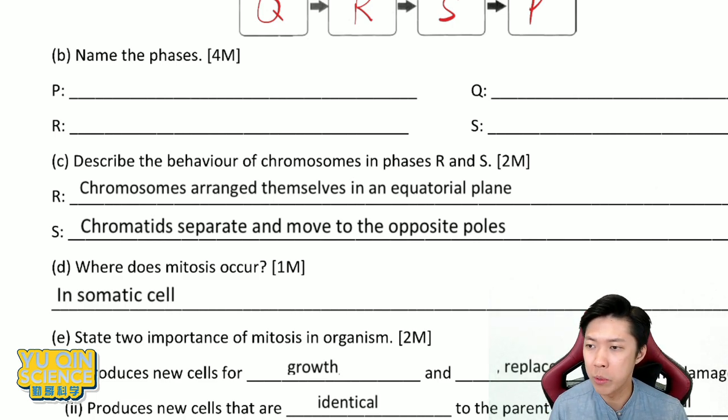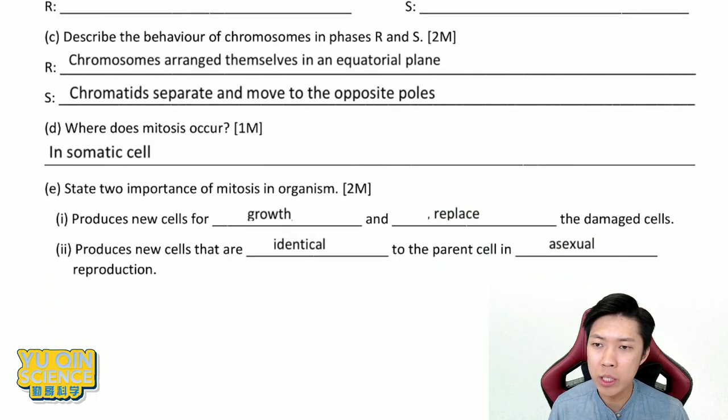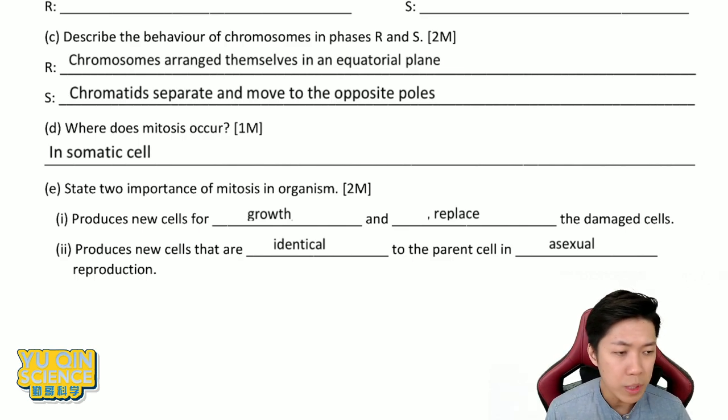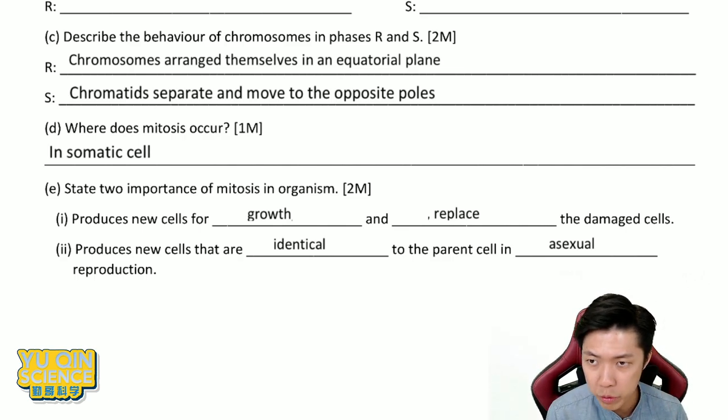Okay, cool. Next one, E. State two importance of mitosis in organisms. Like I mentioned earlier on, we have the same function in the notes, right? For growth and to replace damaged cells.